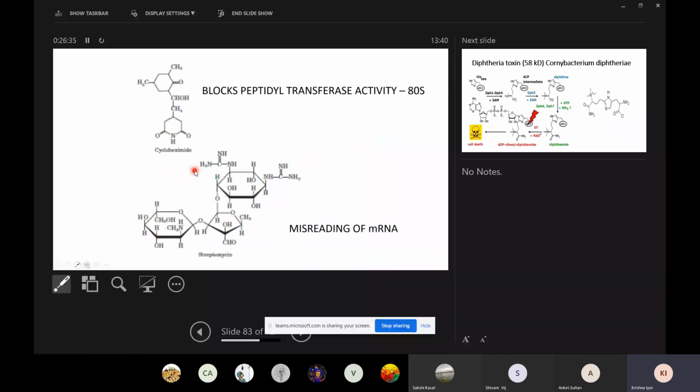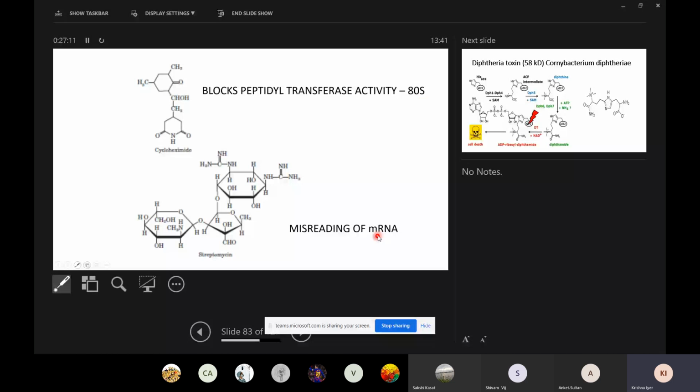There is another, cycloheximide. Okay, but look at cycloheximide. It blocks the peptidyl transferase activity of the 80S ribosome. That means what? It is selective for eukaryotes. Okay, it doesn't have too much activity against prokaryotic systems. It is very specific for eukaryotes. So if you give a human cycloheximide, then you can affect the protein synthesis of the human, and therefore, in that sense, it will be toxic to humans. Okay, streptomycin, which is also another antibacterial, causes misreading of the mRNA.